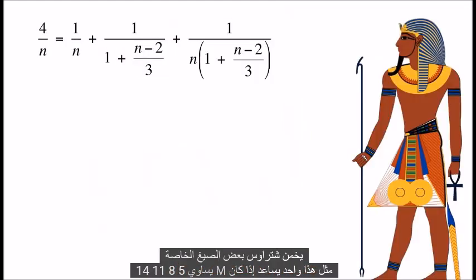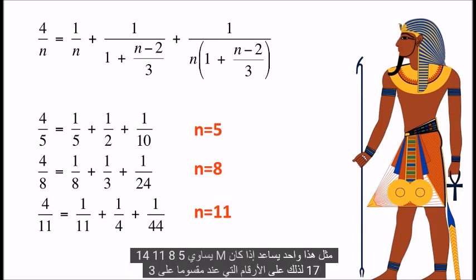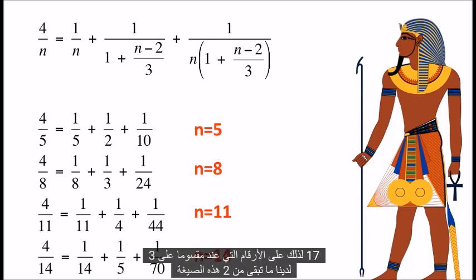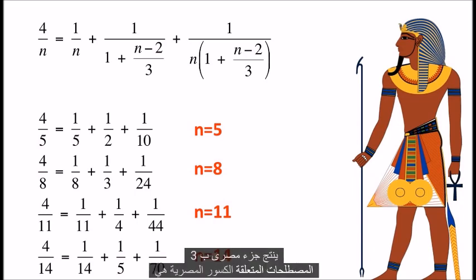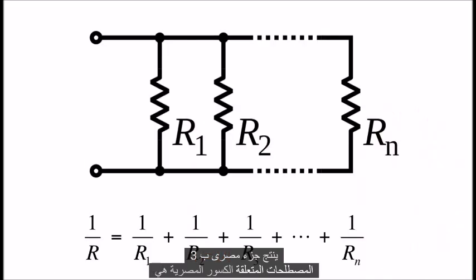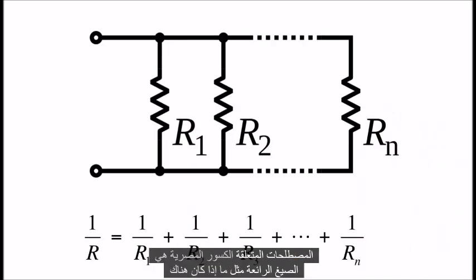If n equals 5, 8, 11, 14, 17, and so on, numbers which when divided by 3 have a remainder of 2, this formula produces an Egyptian fraction with 3 terms. Related to Egyptian fractions are fascinating formulas, such as if there are n resistors in parallel, then the total resistance R satisfies this equation with unit fractions.